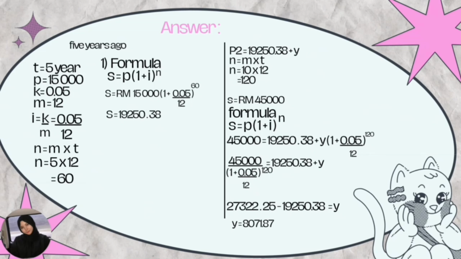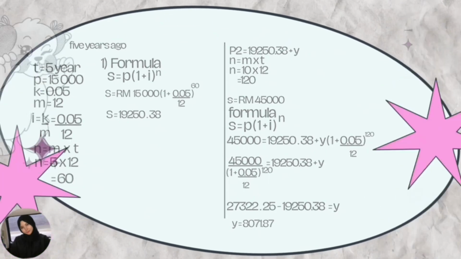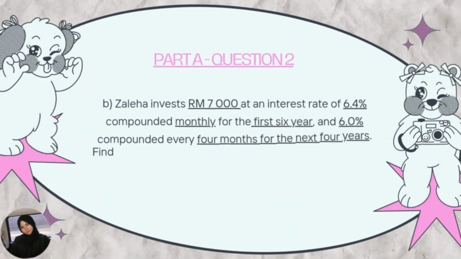So, you will get 45,000 ringgit equals 19,238 plus Y bracket 1 plus 0.05 over 12 bracket power of 120, which is 7,322.25, minus 19,250.38 equals Y. So you will get Y equals 8,071.87.